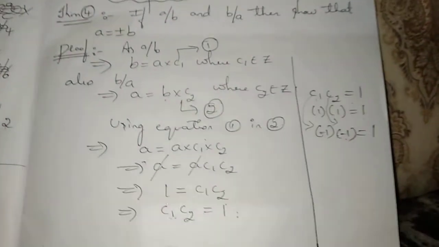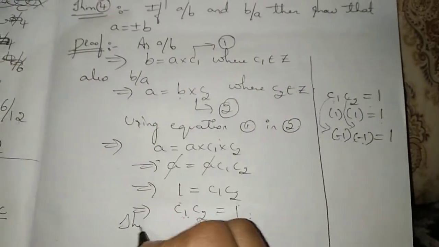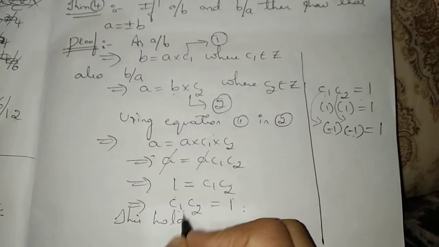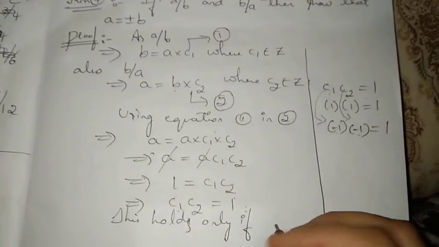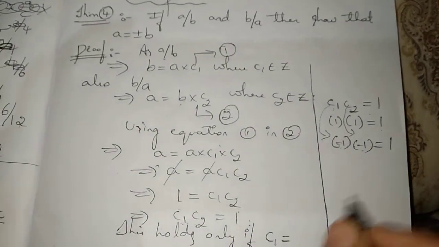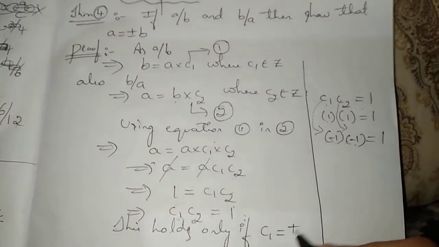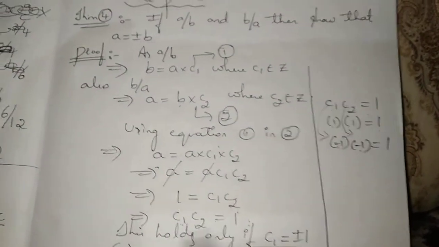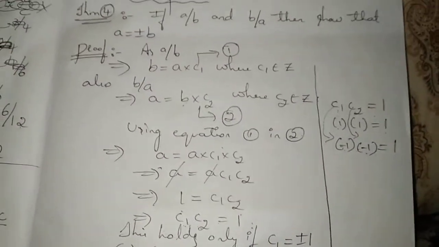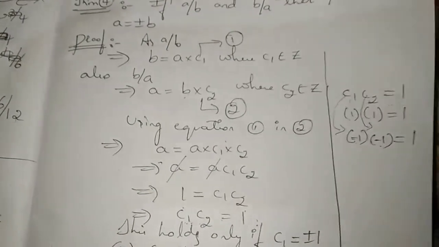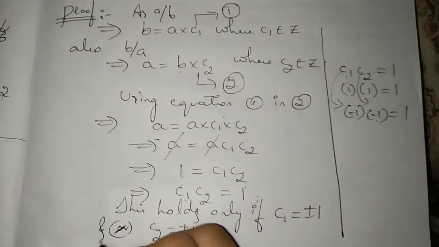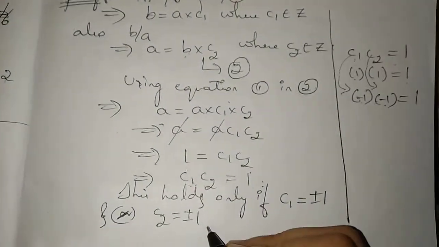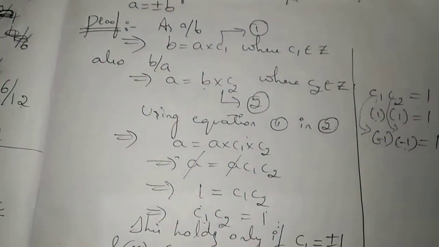So that I am going to write down here in a sentence. This holds only if C1 is equal to plus or minus 1 and C2 is equal to plus or minus 1. Okay, not or, and C2 is equal to plus or minus 1. That's it.